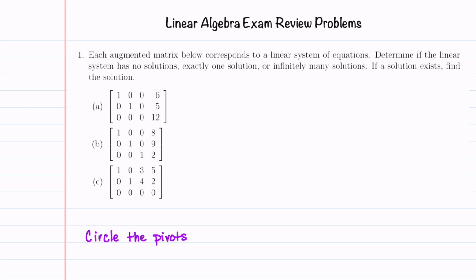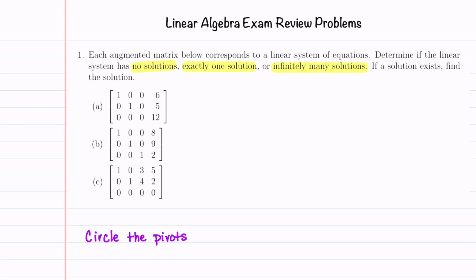Let's get started. In the first question, we're given three augmented matrices that correspond to a linear system of equations. We're asked to determine if the linear system has no solutions, exactly one solution, or infinitely many solutions. If a solution exists, we're then asked to find the solution. The best way to begin these problems is by circling the pivots.